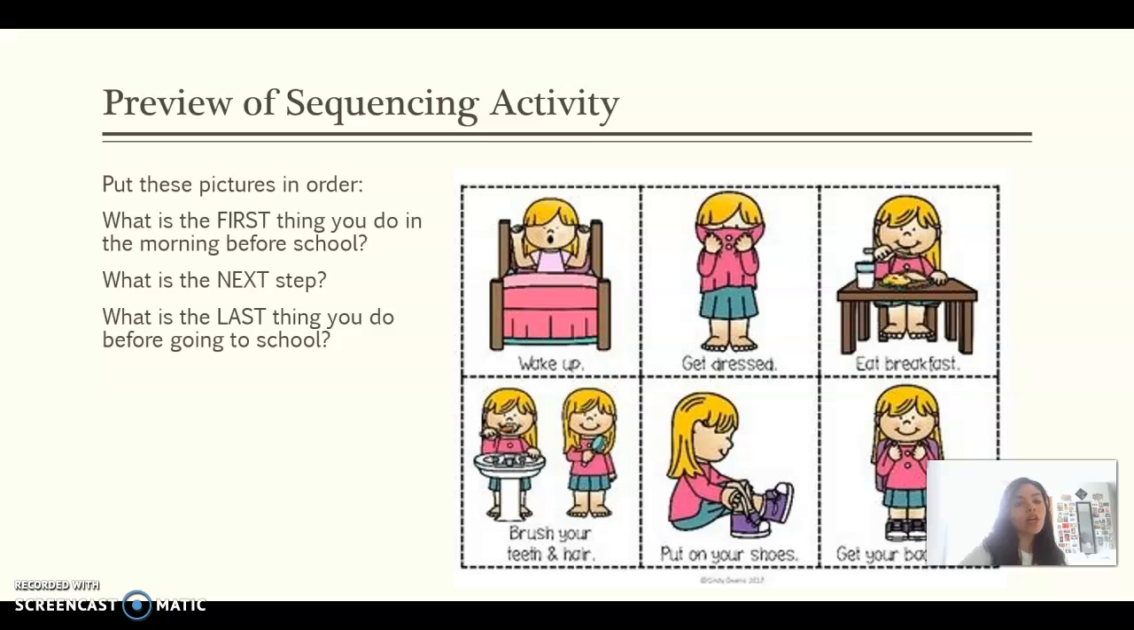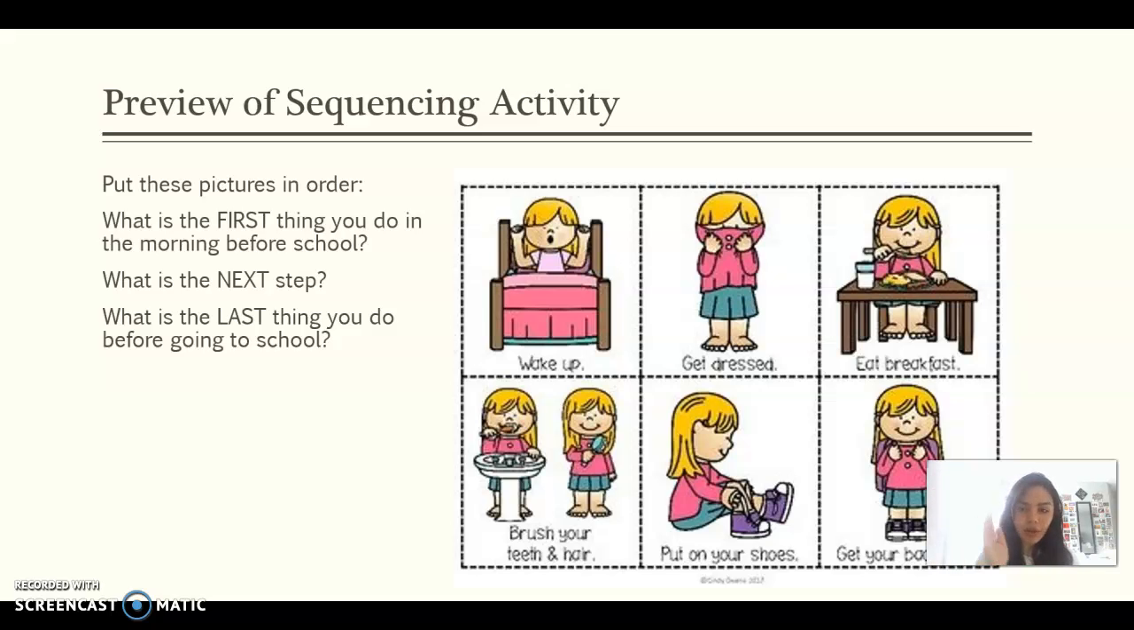And then I would ask them those questions. What is the first thing you do? What is the next step? What is the last thing you do? And I would emphasize first, next, and last in my tone so that they start noticing these words, because they are important for sequencing and they will see these words a lot. So even in just my tone, I want them to focus on those exact words, even if maybe they don't know yet what they mean, just so they can start thinking about it, I guess.